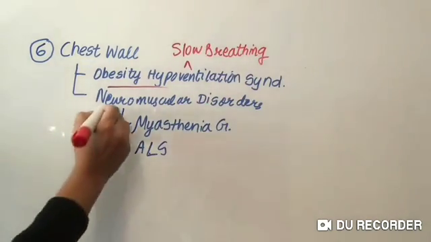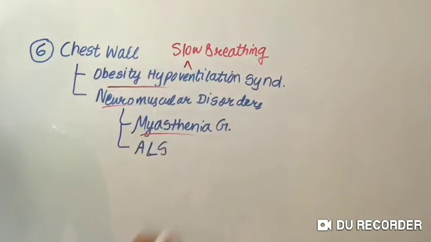Next is neuromuscular disorders, myasthenia gravis. Myasthenia gravis is a long-term neuromuscular disease that leads to varying degrees of skeletal muscle weakness. The most commonly affected muscles are those of the eyes, face and swallowing. It can result in double vision, drooping eyelids, trouble talking and trouble walking.